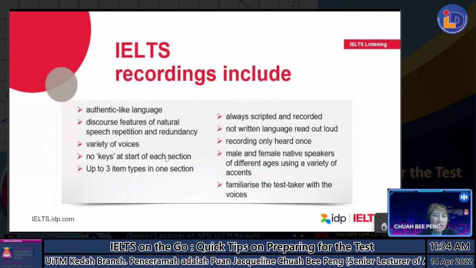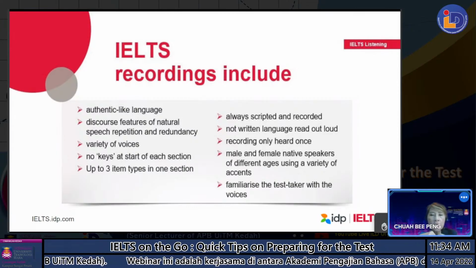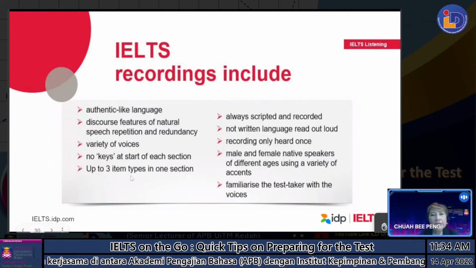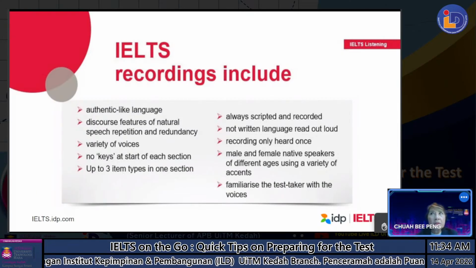There are no cues at the start of each section. They will not tell you, okay, today we're going to talk about. No, they're just going to start straight in. First of all, they would give you the rubrics or the instructions, and then you go straight to the audio text. And there will be up to 3 item types in one section. Item types means you have a mix of, let's say, multiple choice and filling in the blanks, or even completion of graphs and charts.